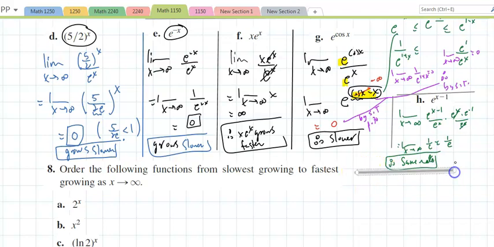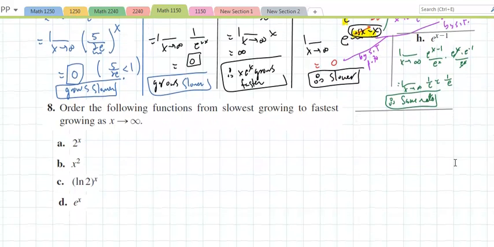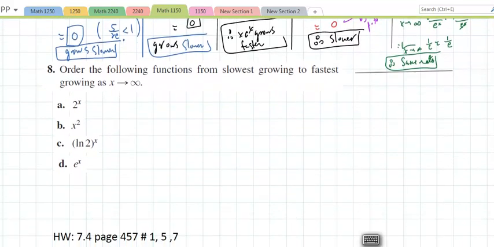One more really quick to go. And that's pretty much the section. It says, order the following functions from slowest to fastest. Well, I'm going to claim one of those is the fastest. Actually, one of those three, because all of them are exponential. Well, let's see. 2 to the x, the base is a 2. Natural log of 2, the base is natural log of 2, which is smaller than 2. And e to the x has a base of 2.71.